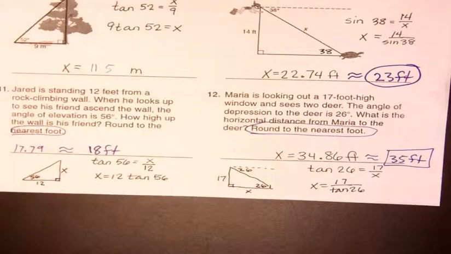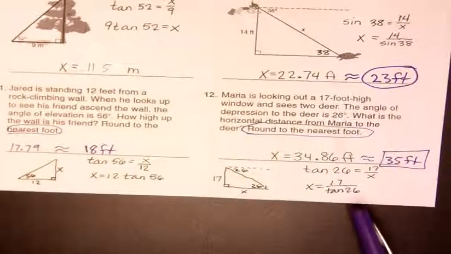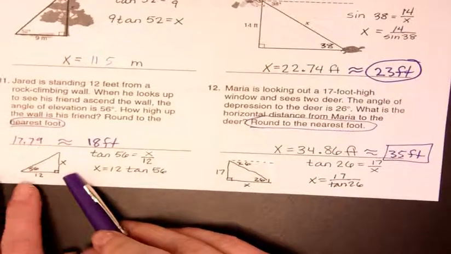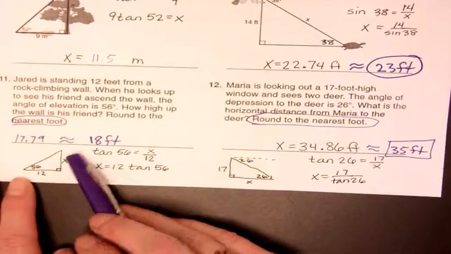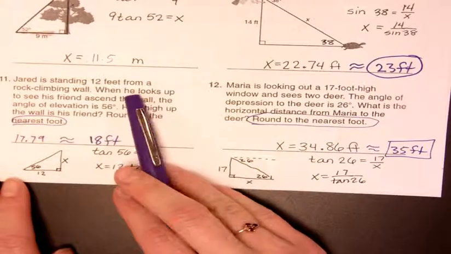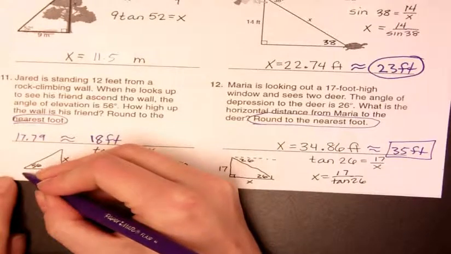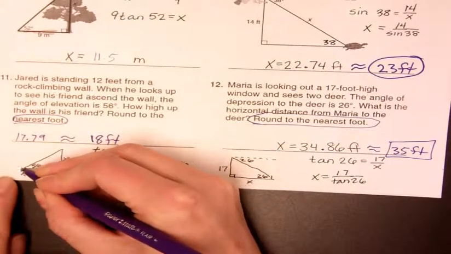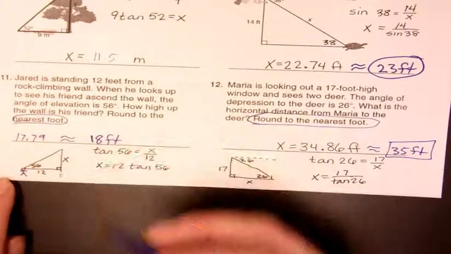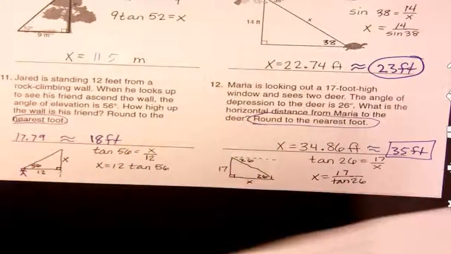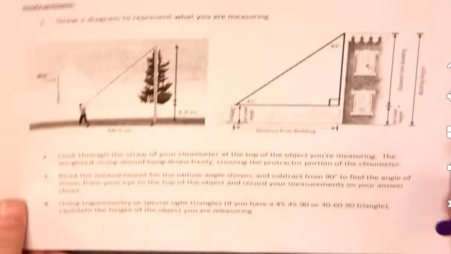Were there questions over these three before we move on? All right. So there was an error in this one because technically we can estimate it, but if he's looking up at his friend, we have to factor in Jared's height too, and it didn't tell us what Jared's height is. On the project you're about to do for the rest of the class, we have some of those diagrams.